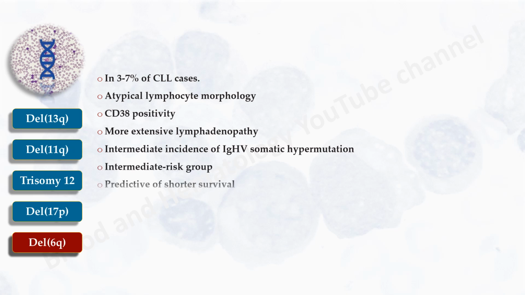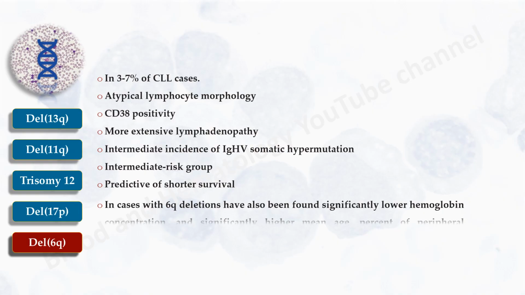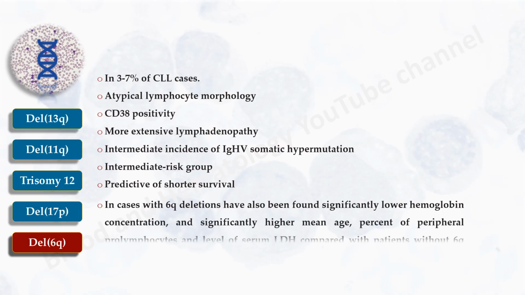It has been suggested that CLL with 6q deletion comprises an intermediate risk group and is predictive of shorter survival. Cases with 6q deletions have also been found to have significantly lower hemoglobin concentration and significantly higher mean age, percentage of peripheral prolymphocytes, and level of serum lactate dehydrogenase compared with patients without 6q deletion.